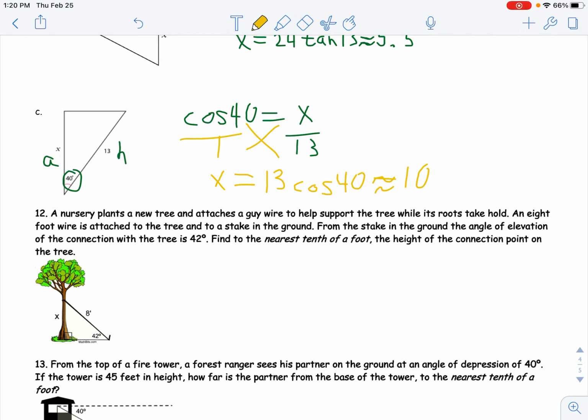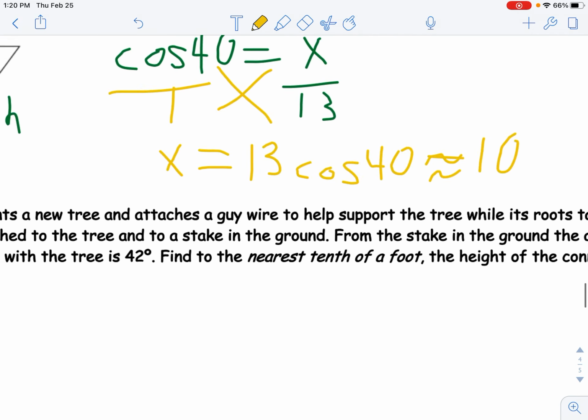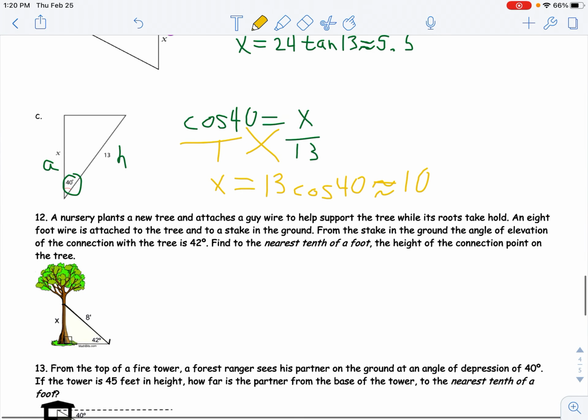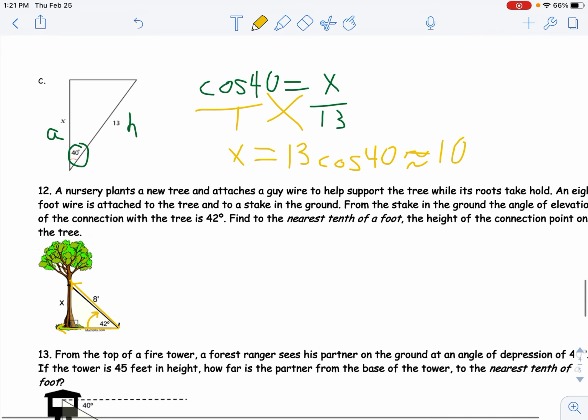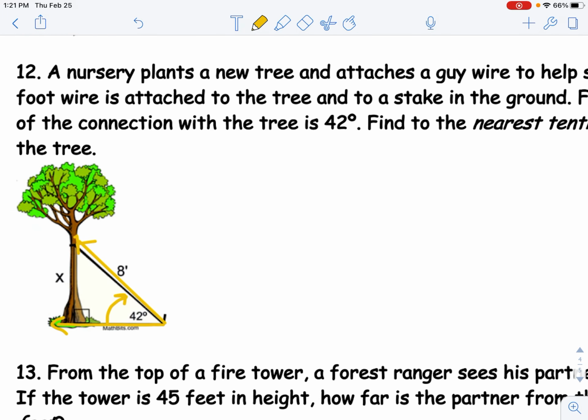All right, so now we got some word problems. A nursery plants a new tree and attaches a guide wire. That's supposed to be a guide wire to help support the tree while its roots take hold. An 8-foot wire is attached to the tree and to a stake in the ground. From the stake in the ground, the angle of elevation. So remember, angle of elevation is always looking straight out first and then up. So the angle of elevation here is 42. Nearest tenth, we're going to find the height.